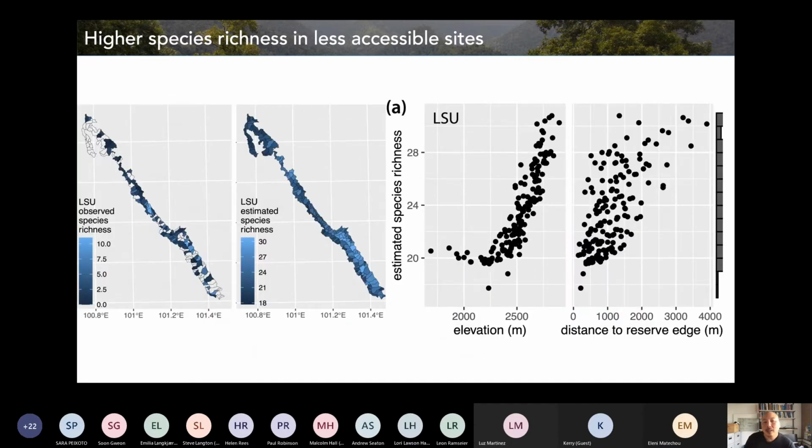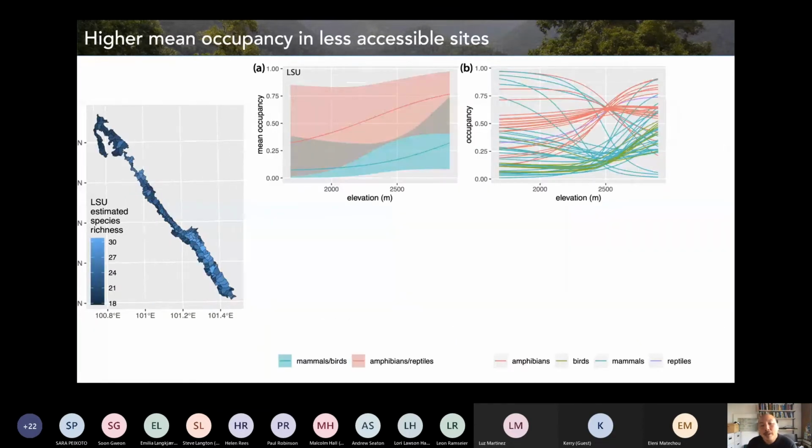And you can see this if we take each point with its estimated species richness, and it goes up very high. And you can also model whether or not the species richness goes up with distance to edge. It does less, more noisily, and that's because these things are correlated, and elevation does most of the work here. And then you can do more than just the estimated number of species. You can actually estimate the occupancy. So the occupancy is the probability that a species is in one of these patrol areas.